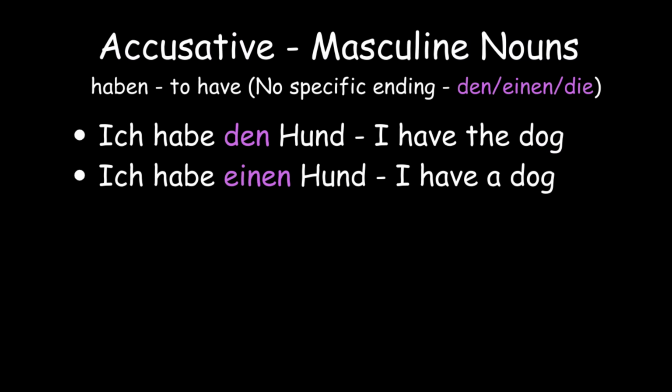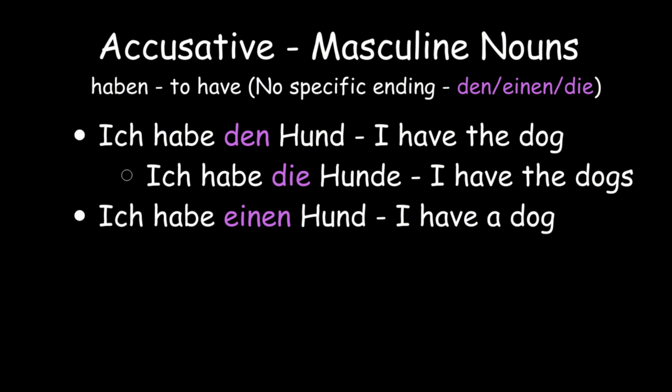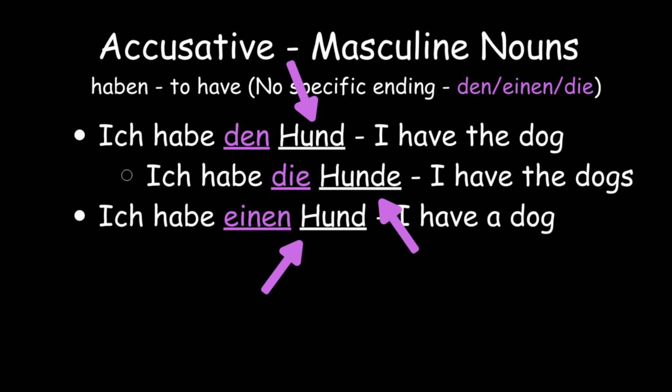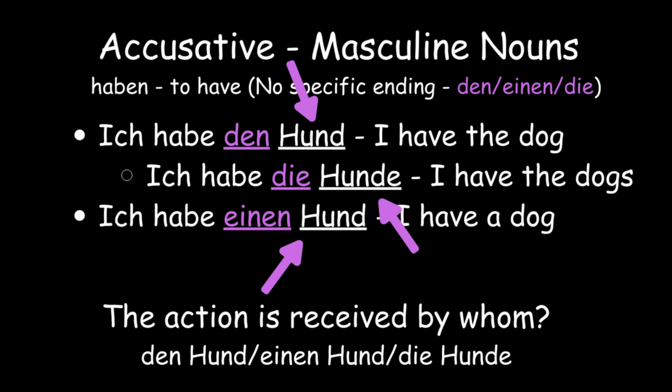Here, we have sentences with the verb haben. Ich habe den Hund. Ich habe einen Hund. To pluralize them, change the noun and article. Ich habe die Hunde. These sentences are accusative because Hund and Hunde are the direct objects, and the articles are accusative. By asking the action is received by whom, we have an answer, so we know it's accusative.